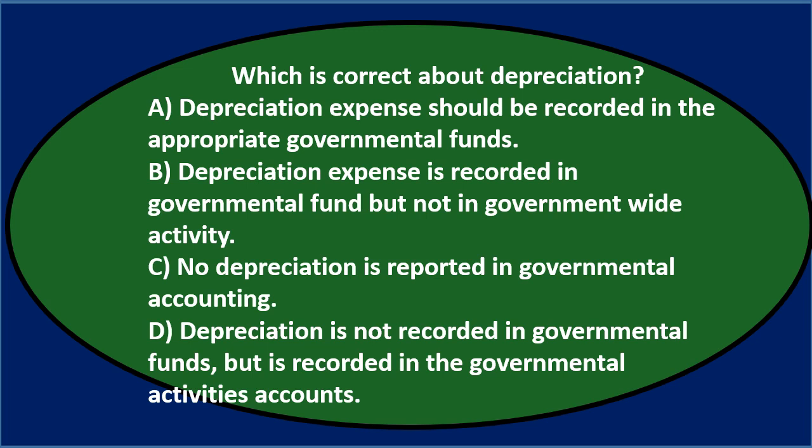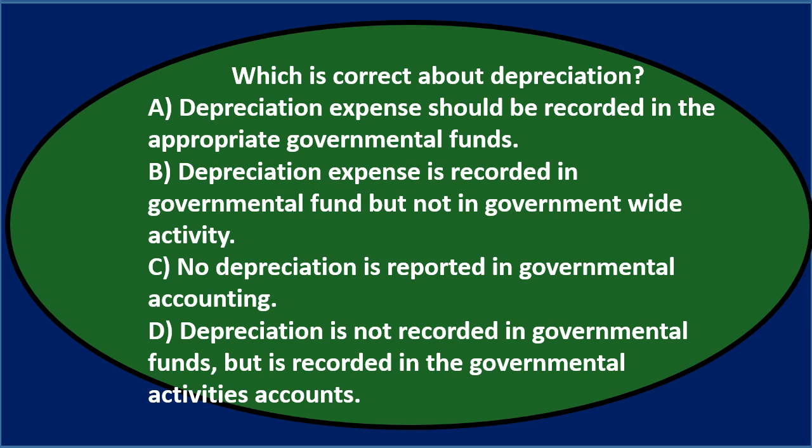Okay, let's go through this again using the process of elimination. Which is correct about depreciation? Before we go into this, note that what we're really asking here is about the two methods. When we're thinking about whether depreciation should be there or not, in normal accounting it would be there. We would have it on the financial statements. Where does normal accounting happen? It's going to happen on the government-wide activities. That's where we would expect to see normal accounting and therefore expect to see depreciation.